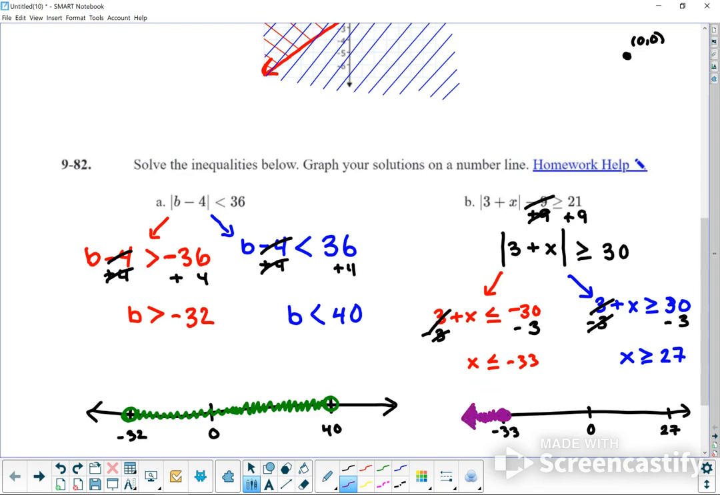Because that's less. And then 27, you see how it has a little underline like I have it in purple? You're going to draw a circle and shade it in also. And we want x, everything greater than 27, so it's everything over in this direction. Okay, that's 82.